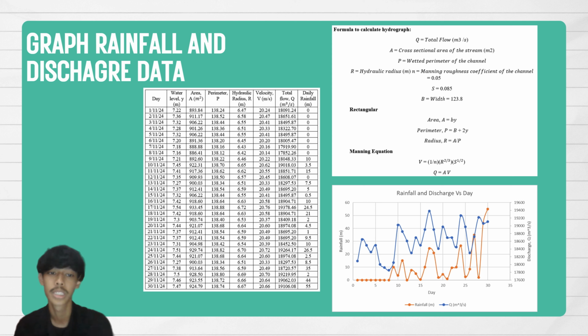Today I'm going to talk about the graph of rainfall and discharge data, and I'll explain overall about it. First of all, the data is from 1st of November 2024 until 30th of November 2024, and the water level I get from the Info Banjir Malaysia. The rainfall also I get from the Info Banjir Malaysia.